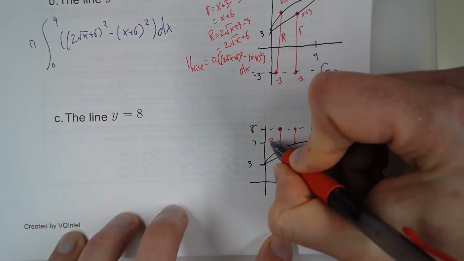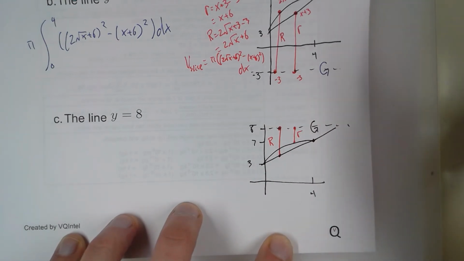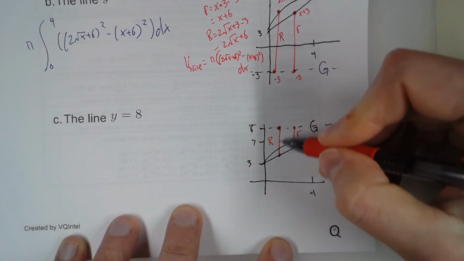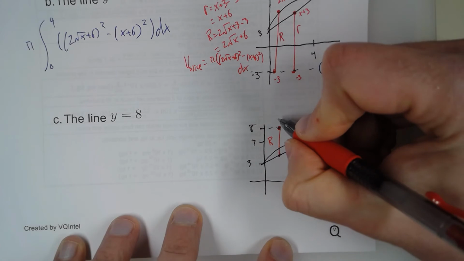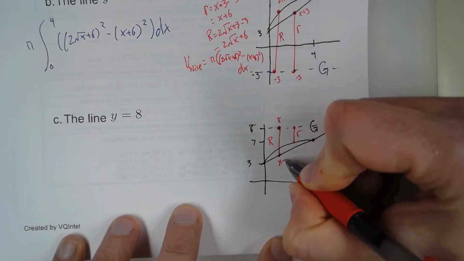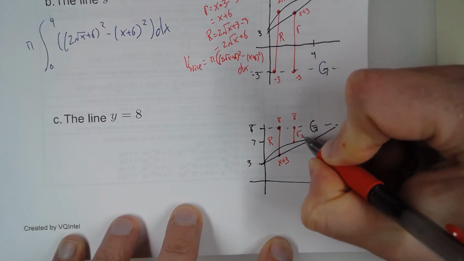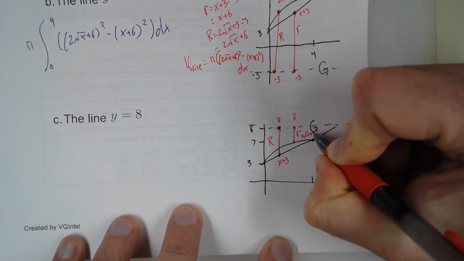So this is what big R is. And this is closer, so this is little r. Now to find these lengths, what do we do? Well, we subtract them. What is this up here? This is 8, and this is x plus 3. This is 8 here, and this is 2 square root of x plus 3 here.